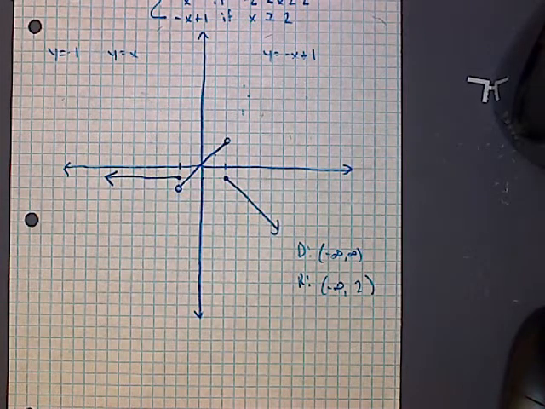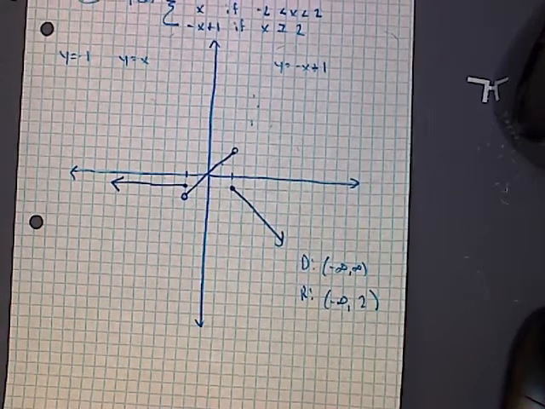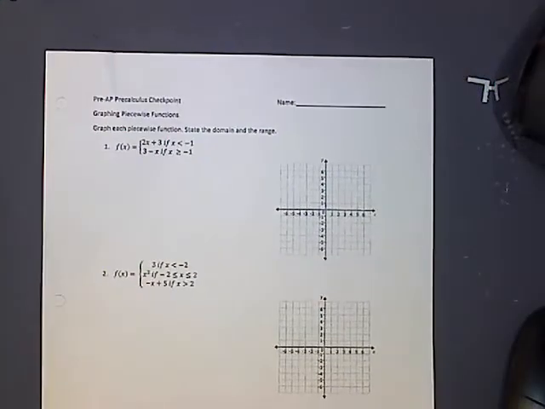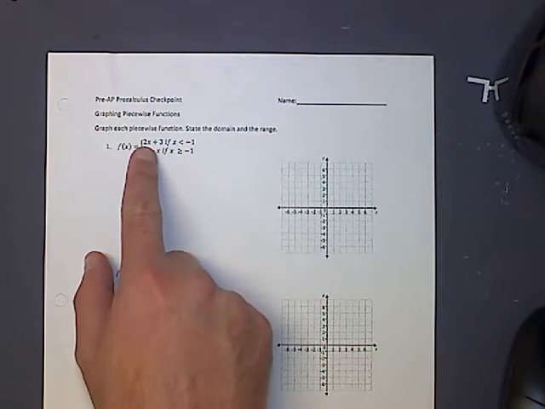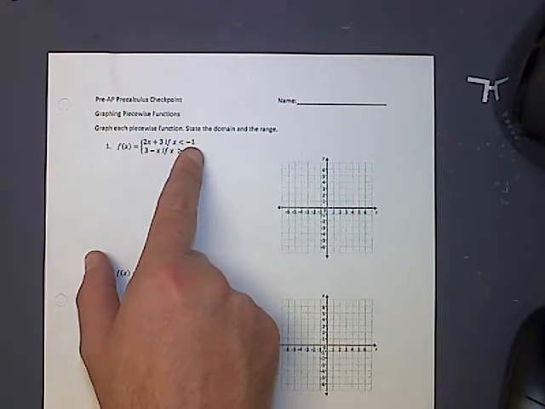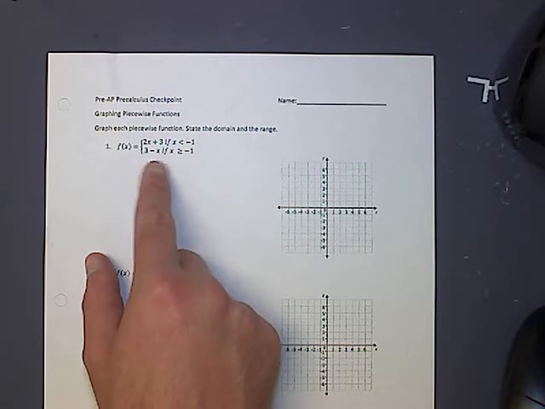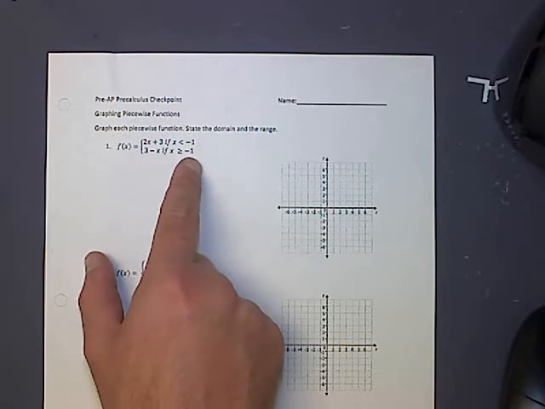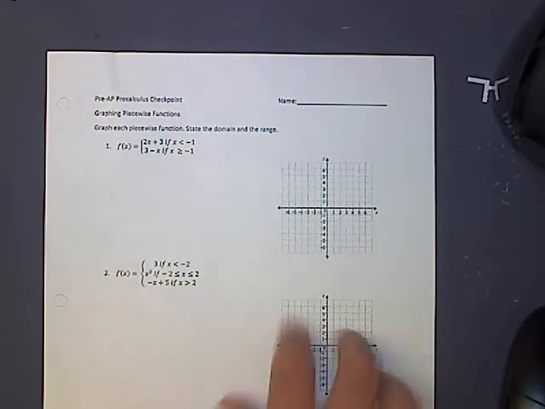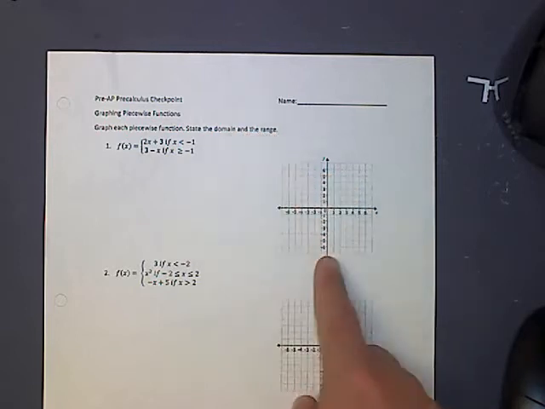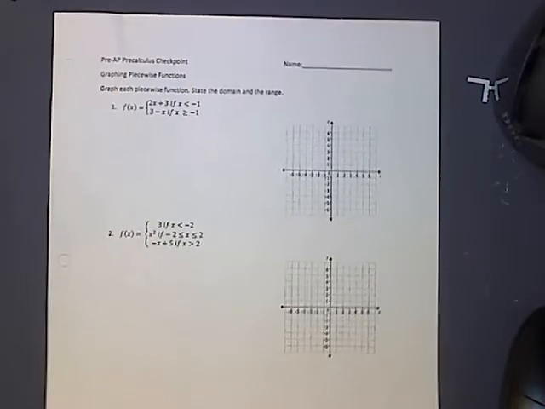Okay, that's your homework, going over your homework. I have a checkpoint scheduled for Tuesday. What I'm going to do is let you look at this. I want you to complete this checkpoint on graph paper. This is f of x equals 2x plus 3 if x is less than negative 1, 3 minus x if x is greater than or equal to negative 1. That's the first one. We have two problems on this checkpoint. Like I said, you don't have to print anything off. Just write these two problems on graph paper, draw a graph, and graph it for me. I will check this on Wednesday.